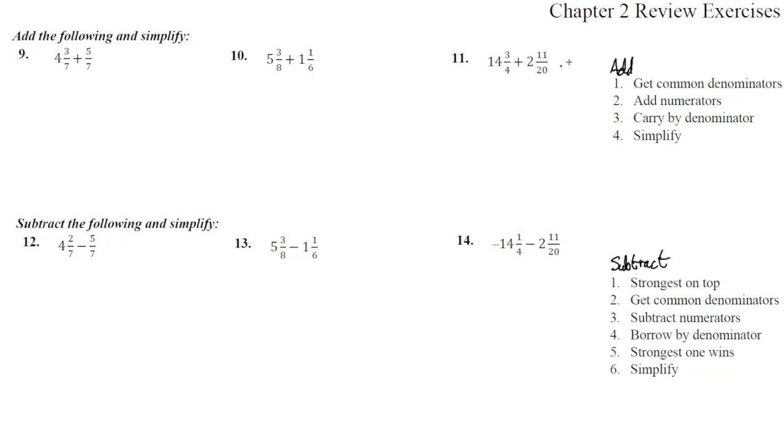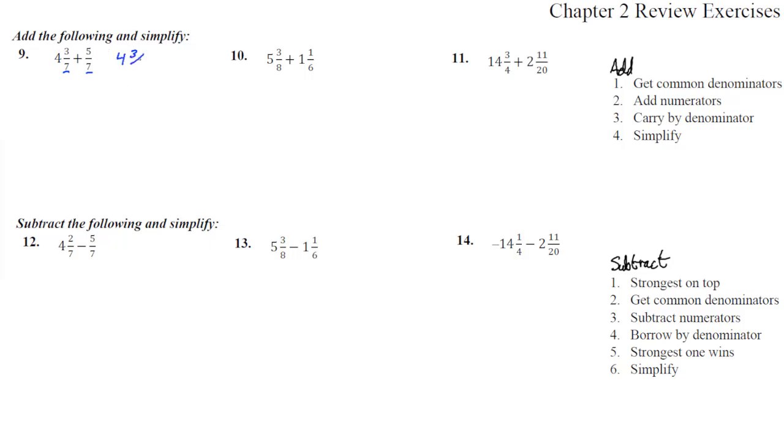Here we are in Chapter 2 review exercises numbers 9 through 14. Here we have some addition problems and some subtraction, and here's a reminder of the processes that will always get us the right answer. So in this case, step number 1, get common denominators. Oh, look, we have them. Good deal. We're going to add the numerators. So let's size this up.